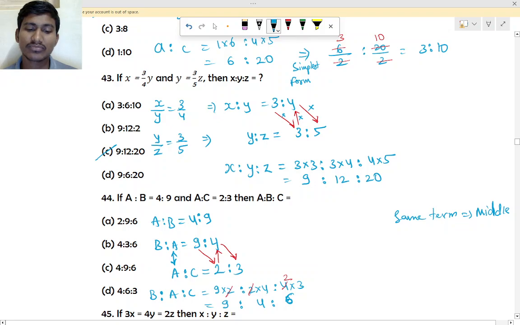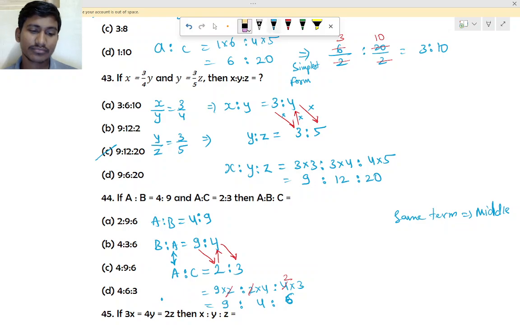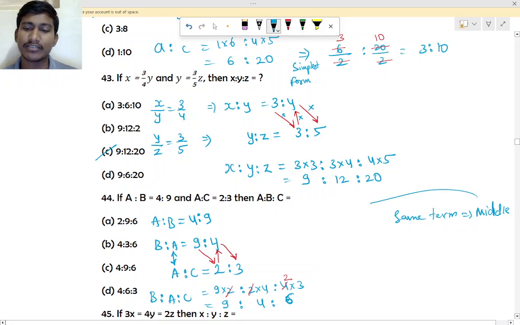Sir, I did not understand why, in that A is to B, you made it B is to A afterwards. I told you, whichever is the same, we have to write it in the middle. So here, which is same? A is same. That is not in the middle, that is why we have to change it here. So if you change it here, we have to make it in the middle. Okay now? So this is B is to A is to C.